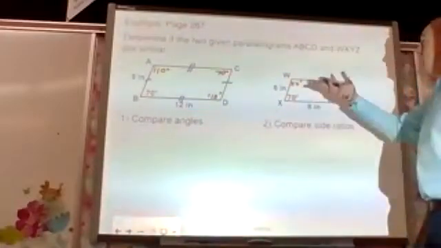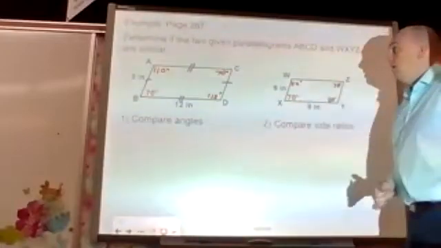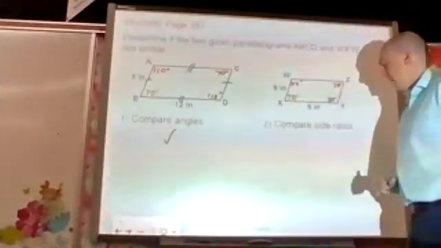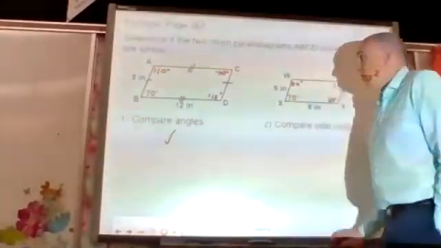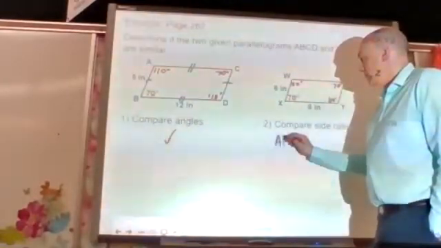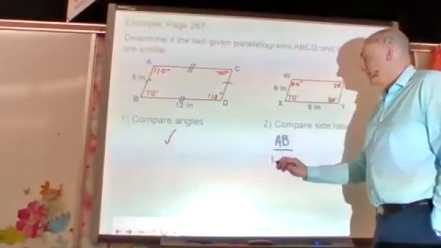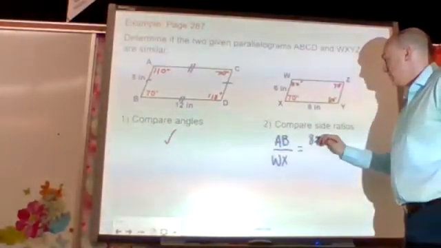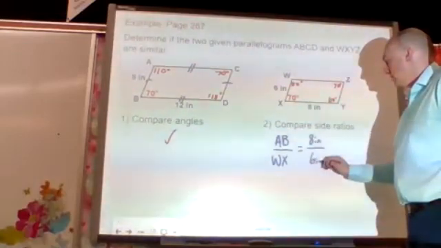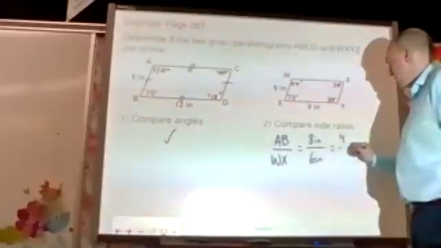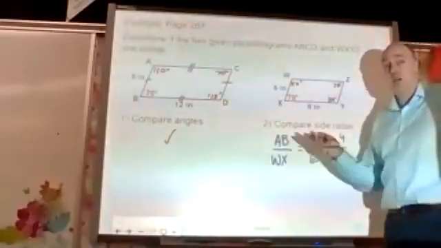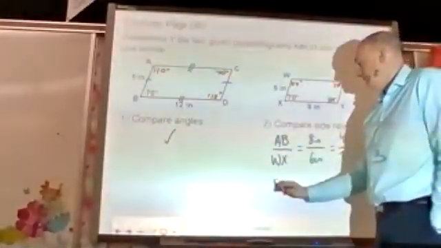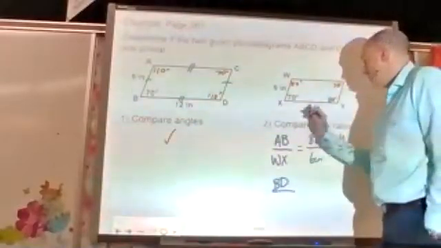All right, so then the question is, are these two similar? Compare angles, all good. Compare side ratios. So what's the side ratio of AB to WX? It is 8 inches over 6 inches, which when you reduce it, you get 4/3. Okay, so that's my ratio from AB to WX. What if we did BD to XY?